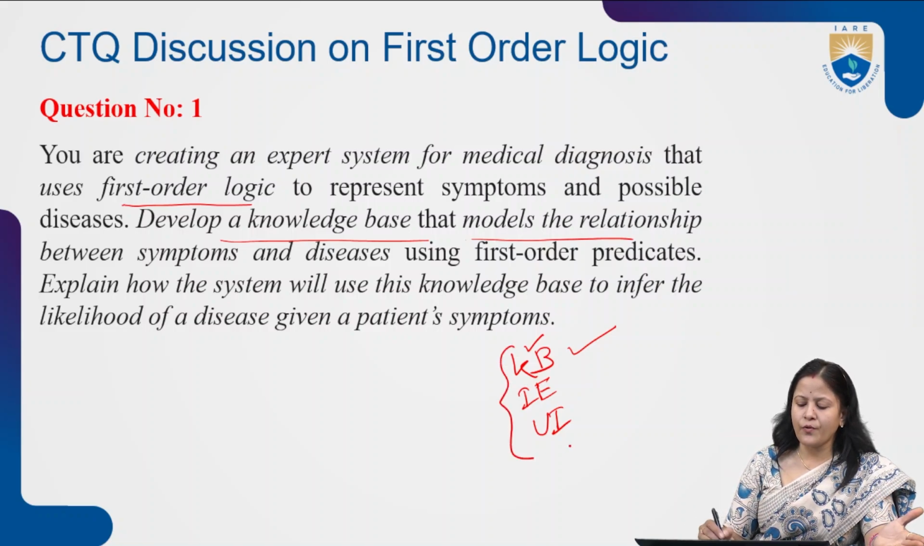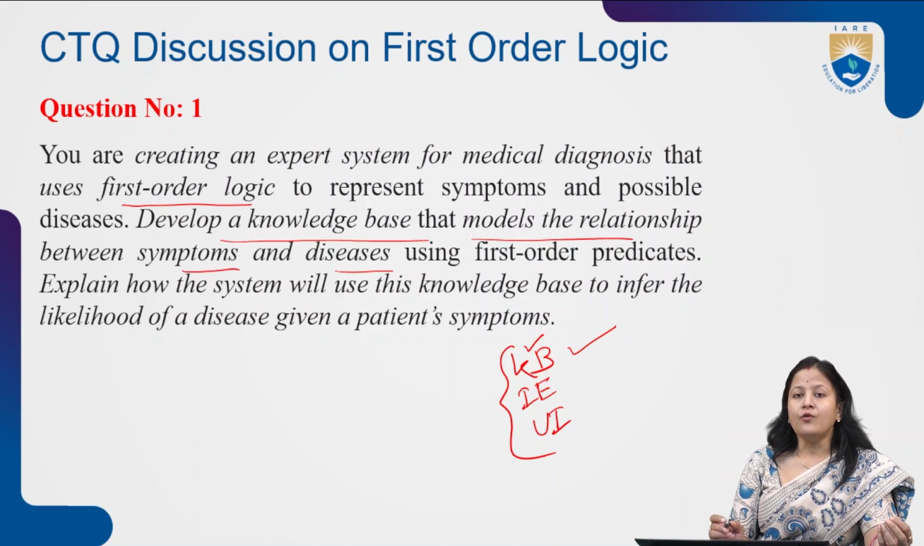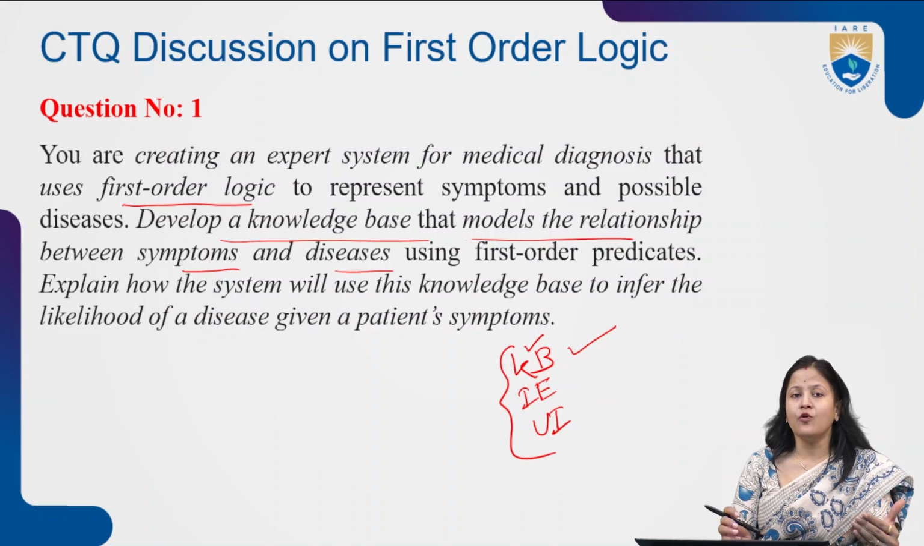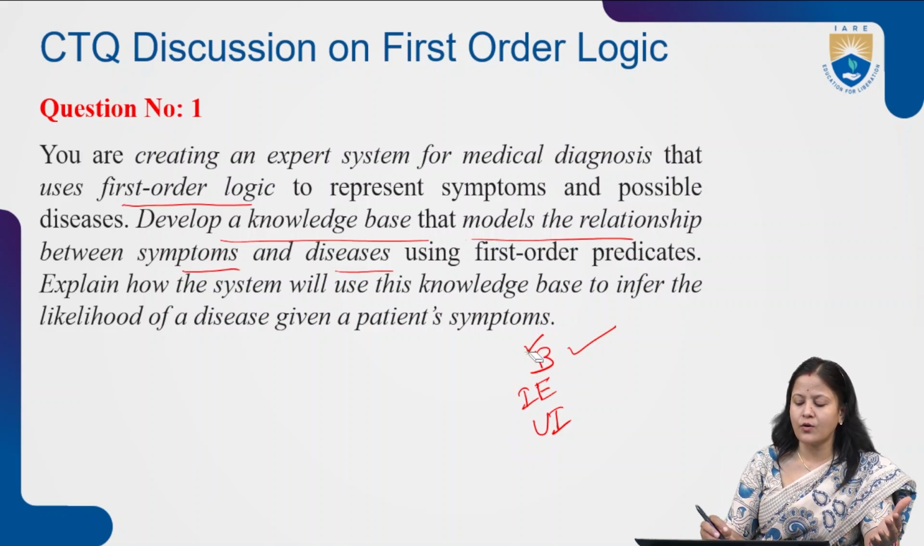So these are the three components, but here the problem statement says that we have to create one expert system for medical diagnosis using first order logic. So we will develop all the knowledge using first order logic by maintaining the relationship between the symptoms and disease. And then we will explain how the knowledge base can infer the likelihood of a disease given a patient's symptoms. So suppose symptoms are given to the machine, the machine should understand and give the output of what the disease would be. That is what the question says.